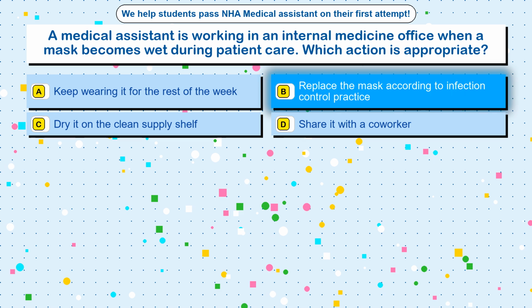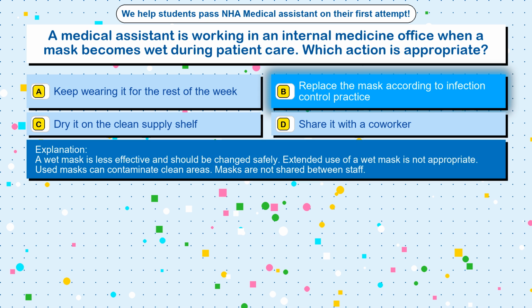The correct answer is option B. Replace the mask according to infection control practice. A wet mask is less effective and should be changed safely. Extended use of a wet mask is not appropriate. Used masks can contaminate clean areas. Masks are not shared between staff.